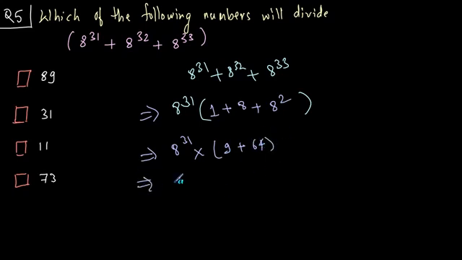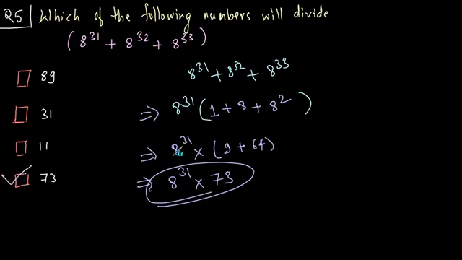Now we get 8 raised to 31 into 73. Now this expression is divisible by 73. So the answer is 73. So that was easy.